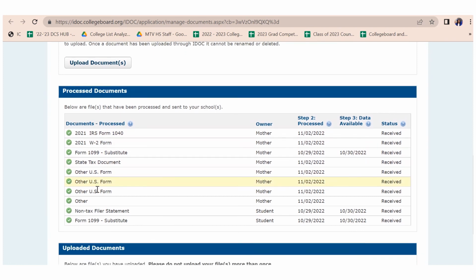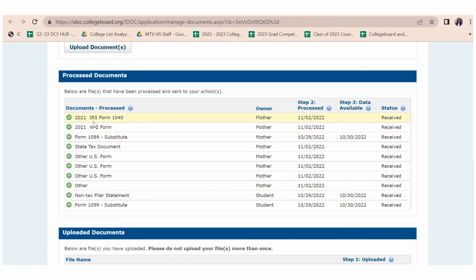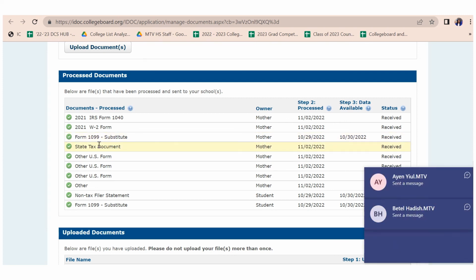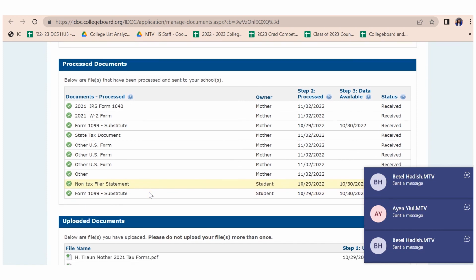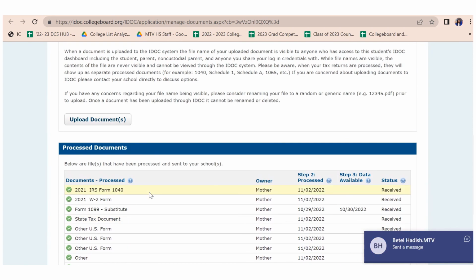And again, this will look different by student and by school. So in this case, we needed to upload the 2021 parent IRS form, the parent 2021 W-2 form. We needed to answer some questions and do a quick online form about 1099s and some additional statements. Students will have to verify that they did not file taxes. And so this is the next part after CSS Profile, is to actually go in and upload additional documents.